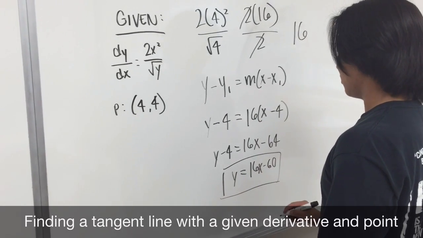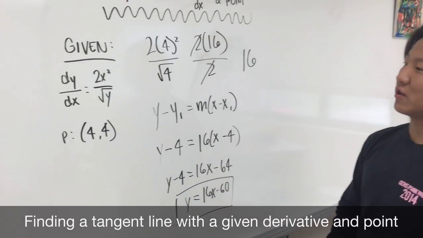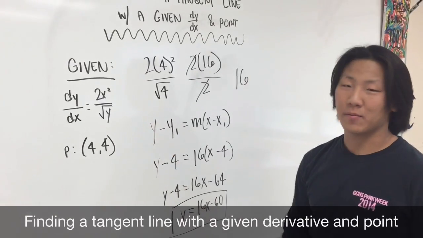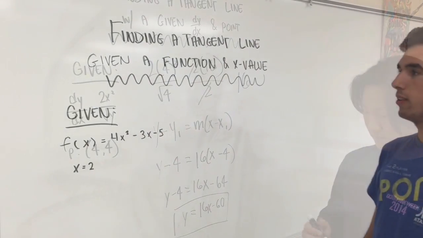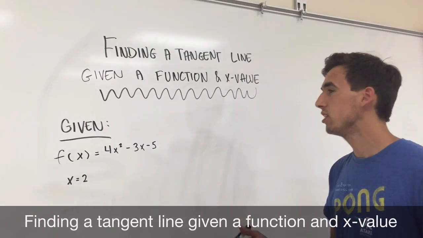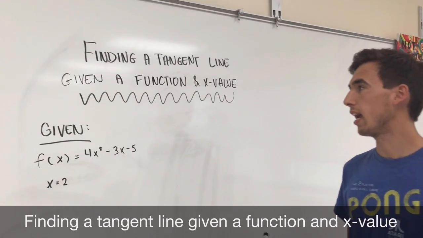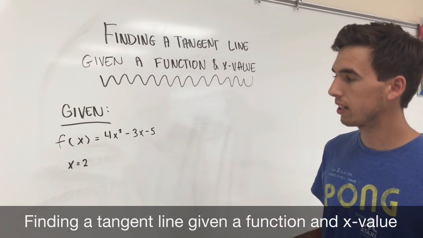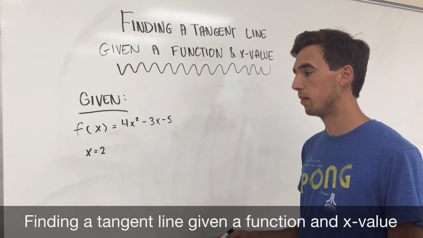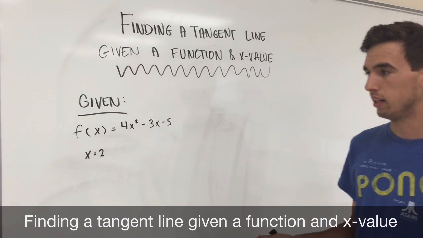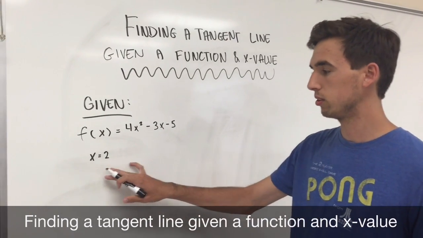And that is the equation for the tangent line for that derivative and that point. For this example, we will be finding a tangent line given a function and an x value. Our given function is 4x squared minus 3x minus 5, and our given x value is x equals 2.